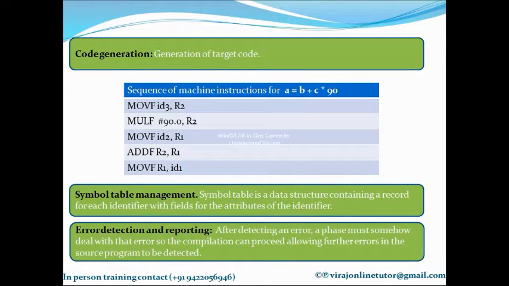So when a compiler compiles your program, it also needs to report the errors which are there in your program. Okay, so after detecting an error, a phase must somehow deal with the error that has been found, so the compilation can proceed. When you compile your program, it should not happen that it just finds the first error in the program, reports it and comes out. It will be good if the compiler tells you all the errors which are there in your program at once, so that you can fix all the errors and recompile, right?